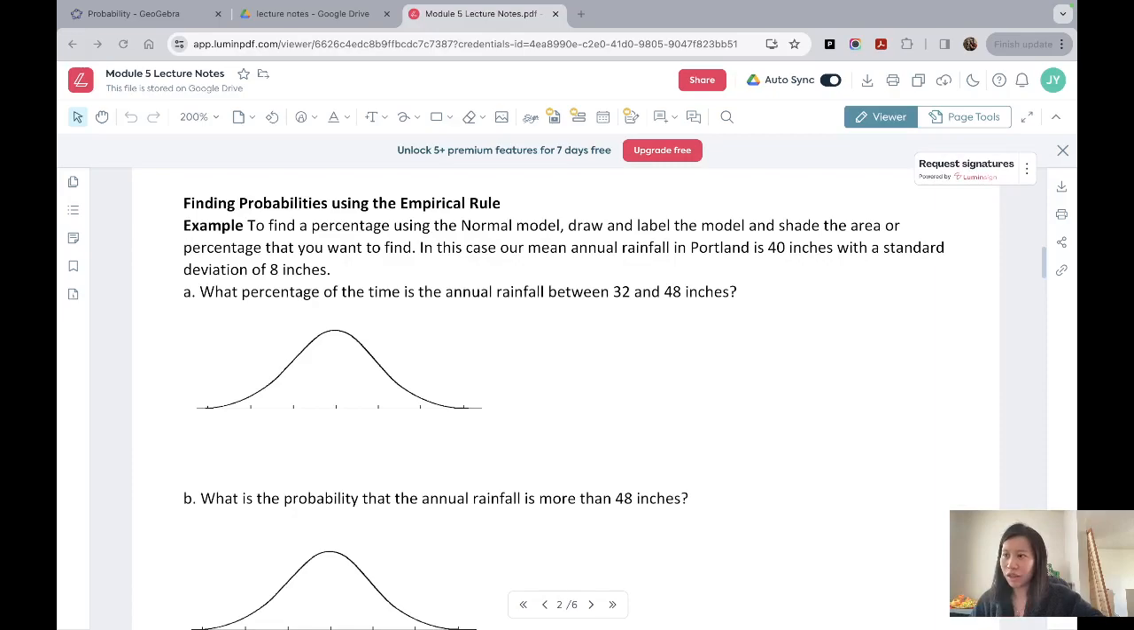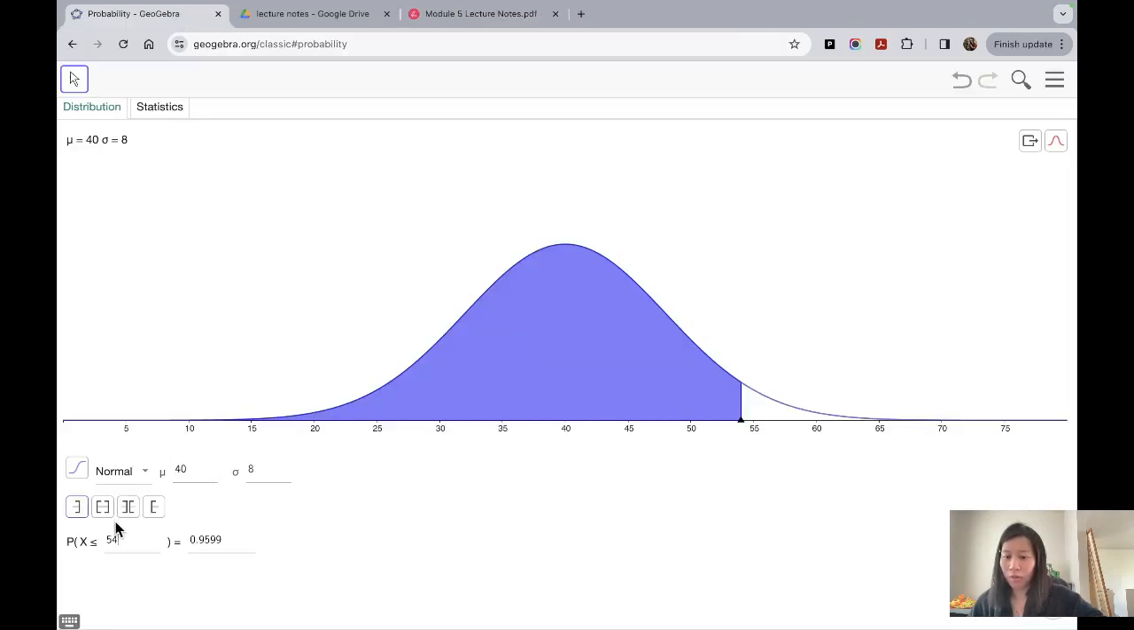So now let's look at our second question. The practice one: to find the percentage using a normal model, draw and label the model and shade the area or percentage that you want to find. In this case, the mean annual rainfall is 40 inches. So A, what is the percentage of time that annual rainfall is between 32 and 48 inches? So here we use GeoGebra. In between means we want to look for the second one.